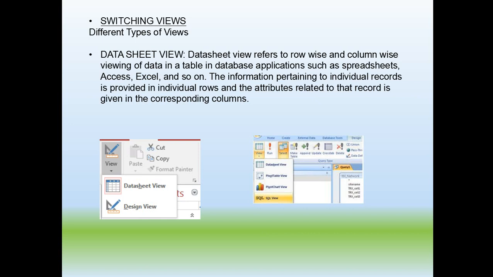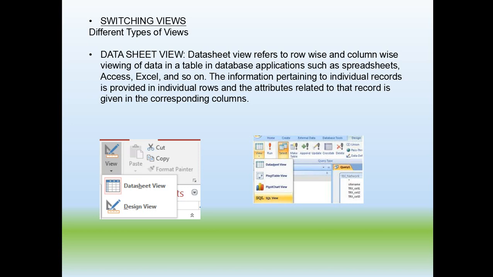Datasheet view is nothing but the intersection of rows and columns in which we enter the data or the data is being displayed. Design view is where we set parameters for how our data view should be. How many columns should be there, what should be the column names, what should be the default column type, row type, etc. All these are being decided in the design view.